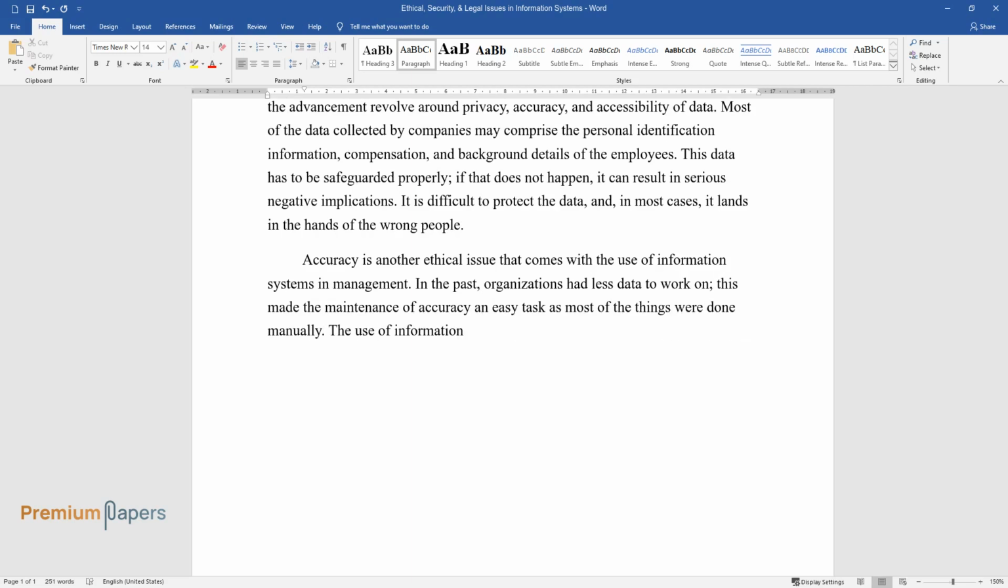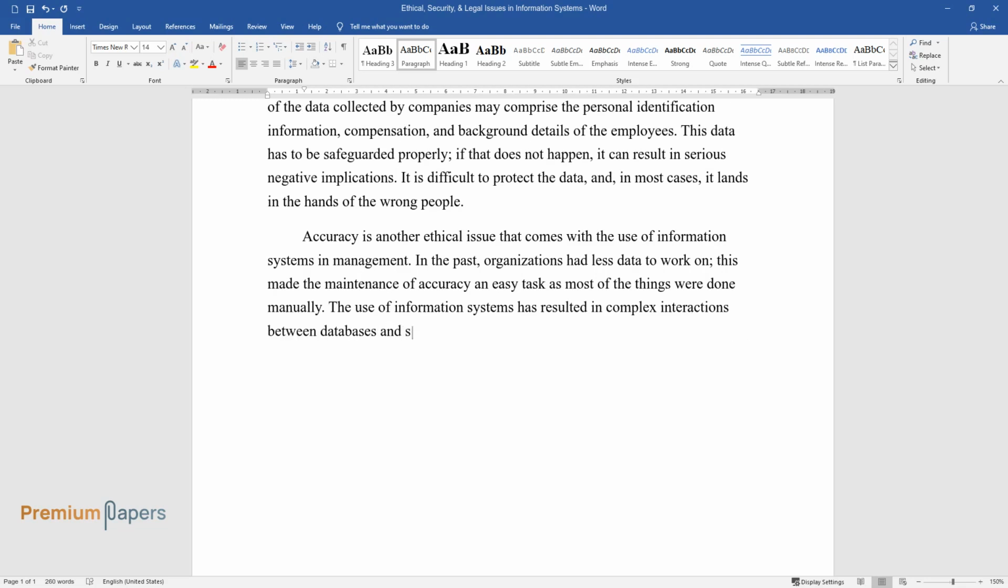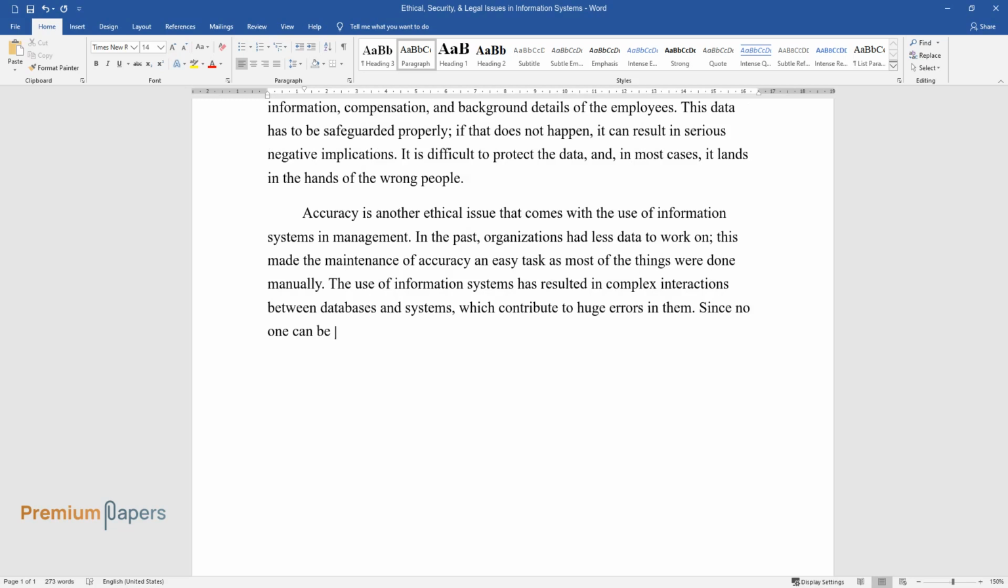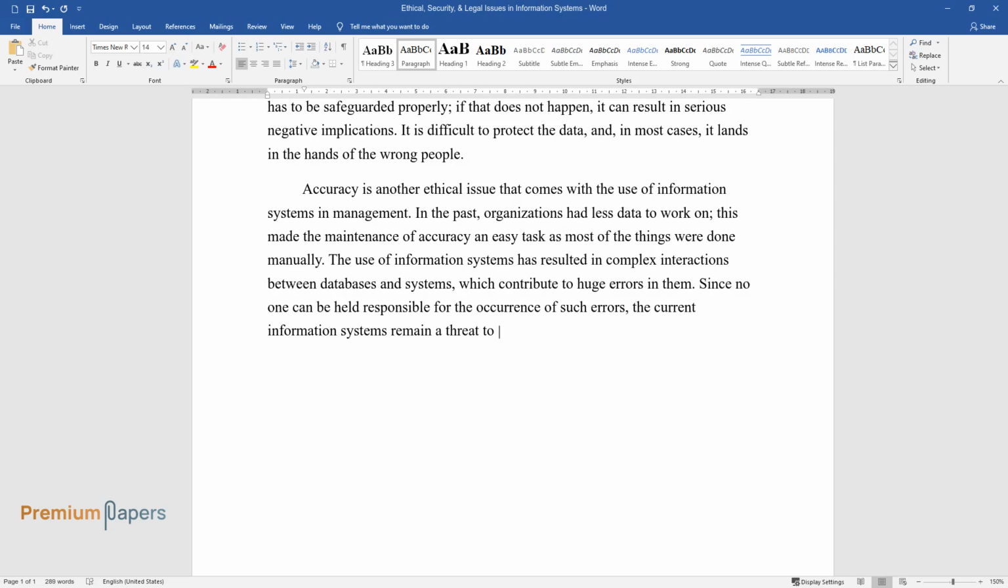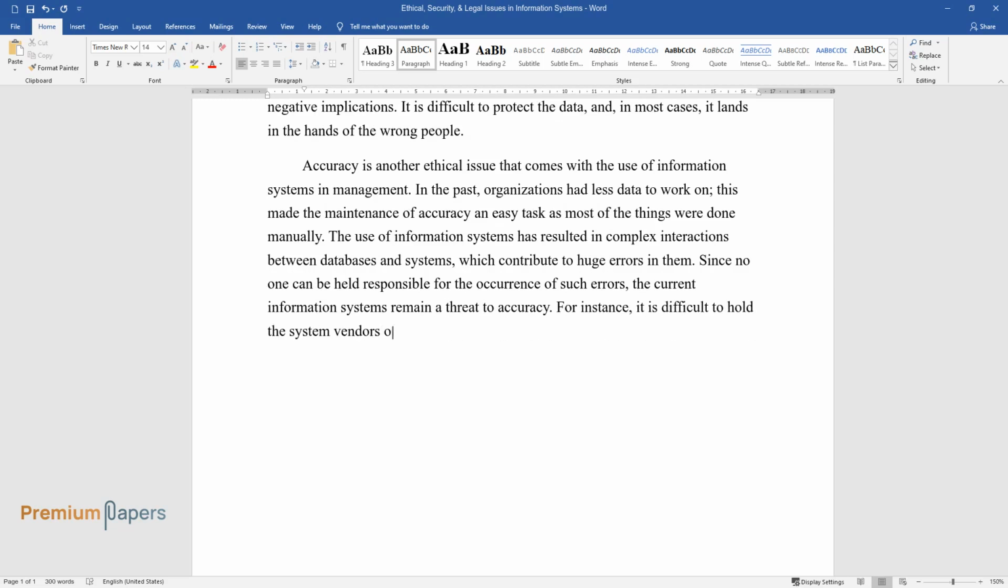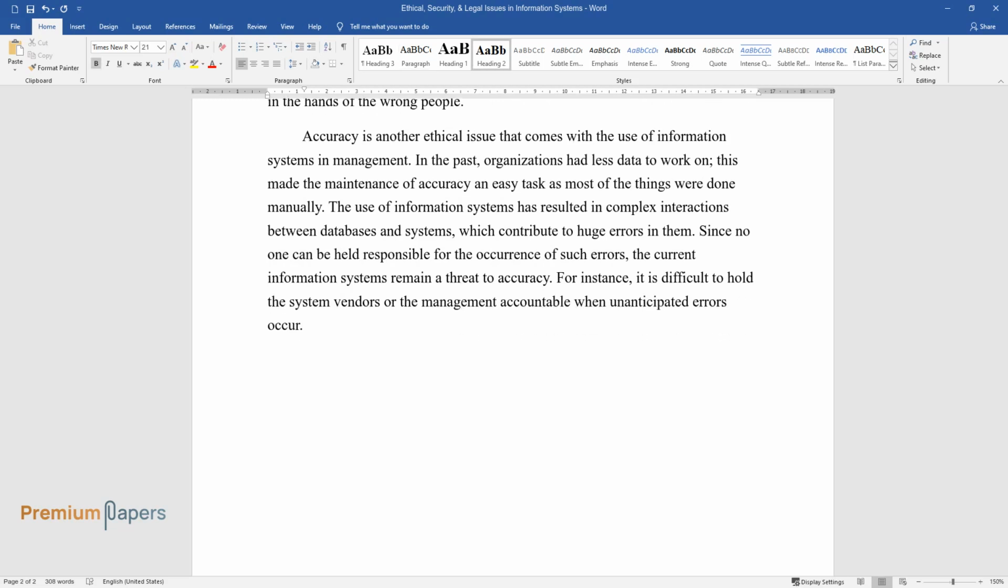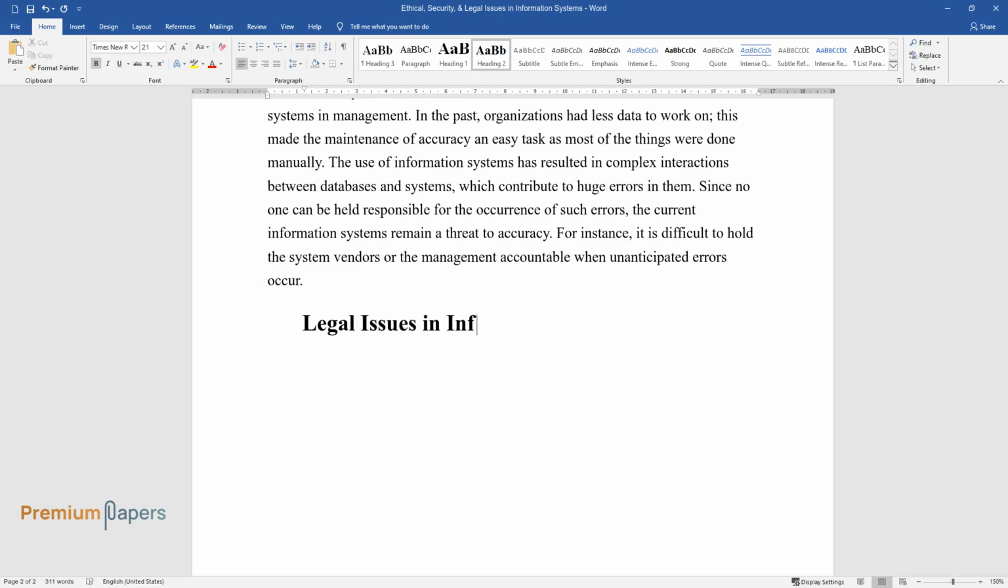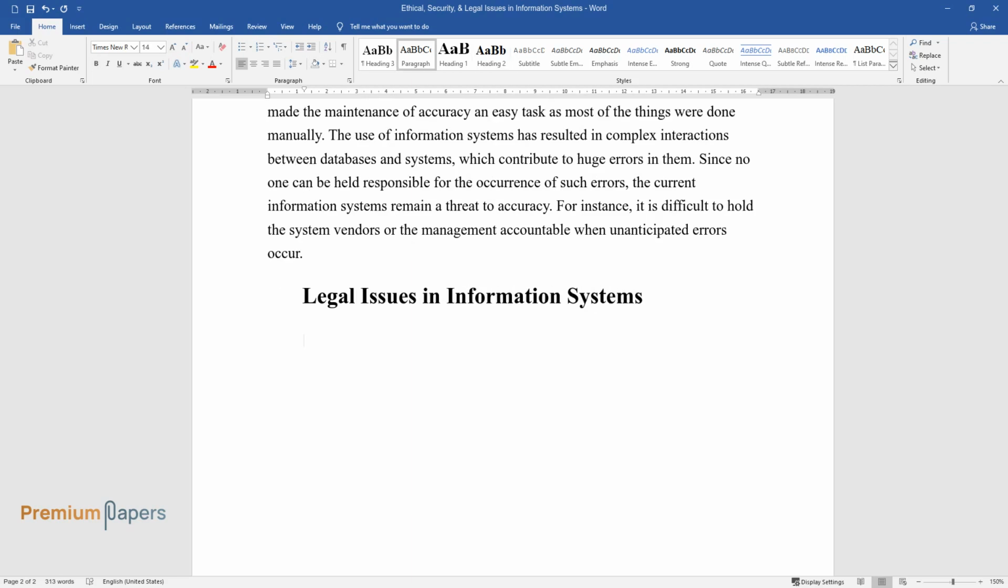The use of information systems has resulted in complex interactions between databases and systems, which contribute to huge errors in them. Since no one can be held responsible for the occurrence of such errors, the current information systems remain a threat to accuracy. For instance, it is difficult to hold the system vendors or the management accountable when unanticipated errors occur.